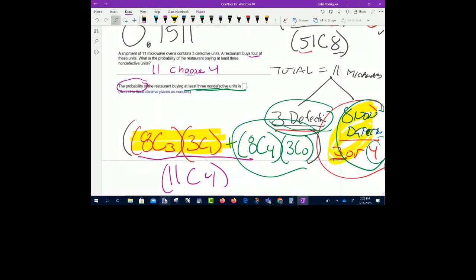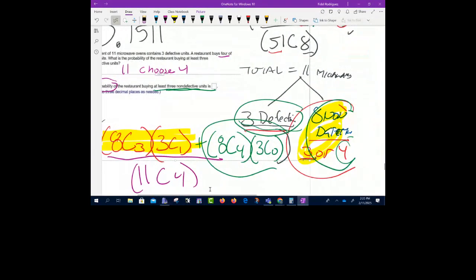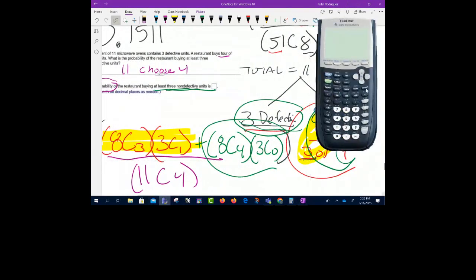Now, again, y'all, I'm going to do this part on my calculator. Let me move this over to the side so everybody can see everything. Let me clear my screen. So look, y'all, 2 sets of parentheses. We're going to go 8, math, choose 3. Again, 3, math, choose 1. And then we have plus.